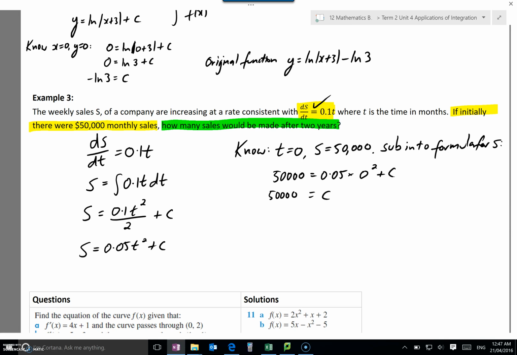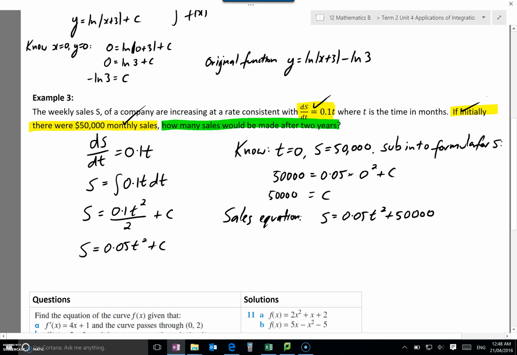And this is how it'll be in the majority of cases. This c value will typically be the initial value, for a lot of cases. So my sales equation or relationship is s equals 0.05t squared plus 50,000. Okay, I've used that piece of information.